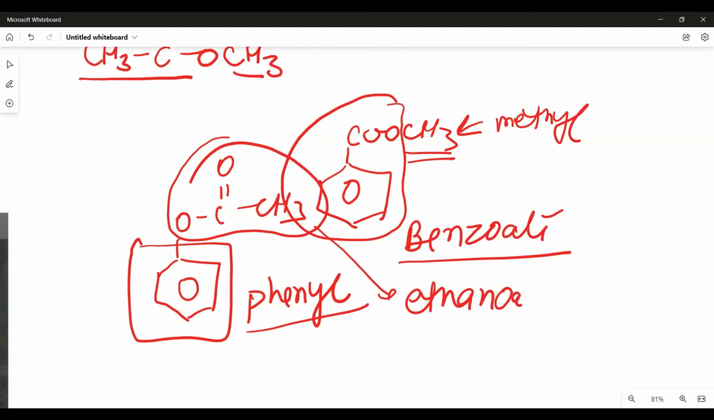इथेनॉएट. So what will be the functional group? What will be the nomenclature? Phenyl ethanoate. So do it step by step. So you will find the right answer.